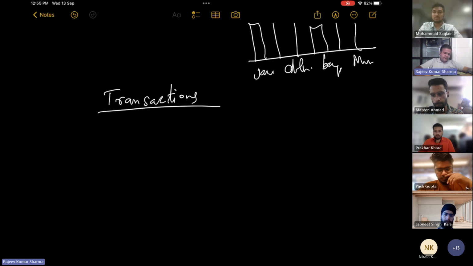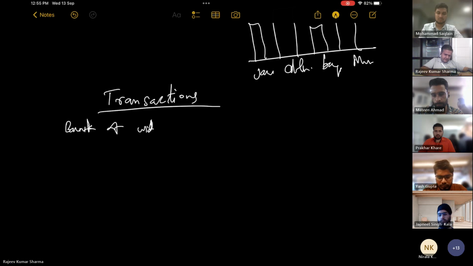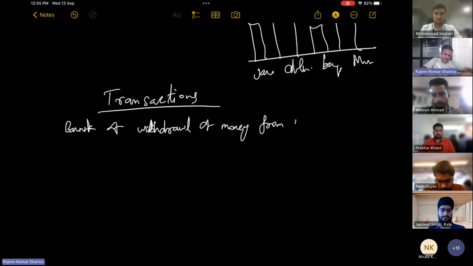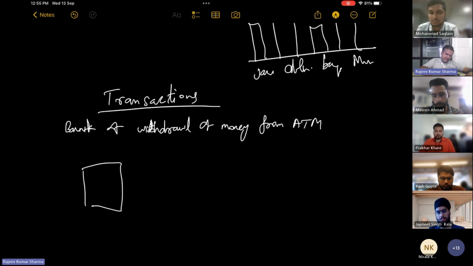Perfect. To put it in very layman's language, if a bank transaction is going to happen, maybe a withdrawal of money from an ATM, so this is a sort of transaction in a bank, withdrawal of money from an ATM. What will happen in the background? What happens is there must be multiple tables.